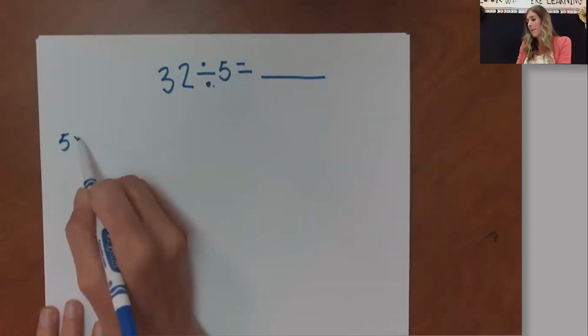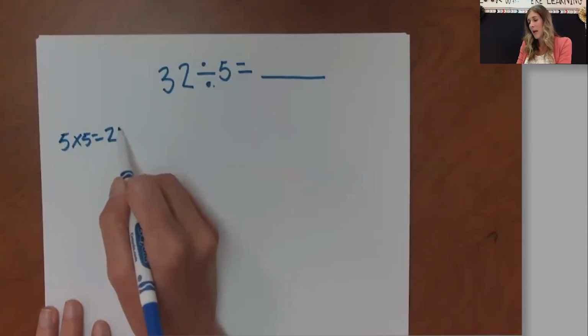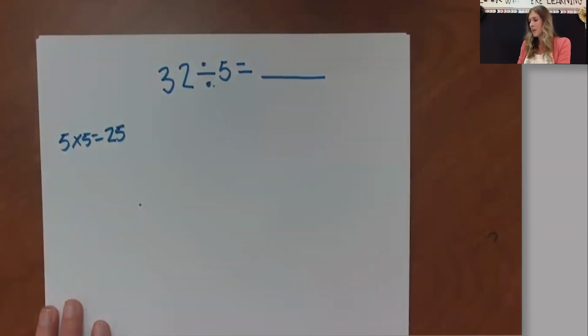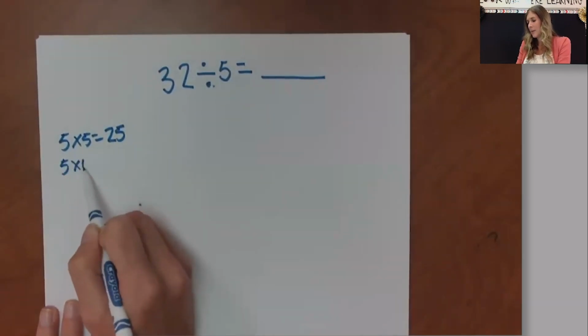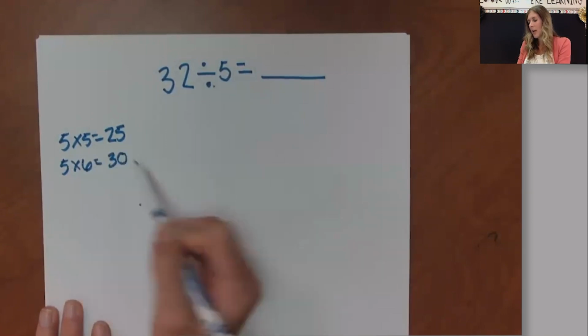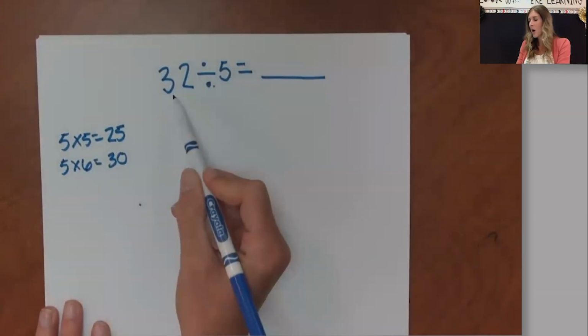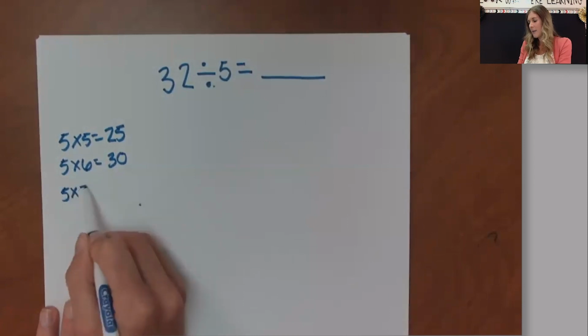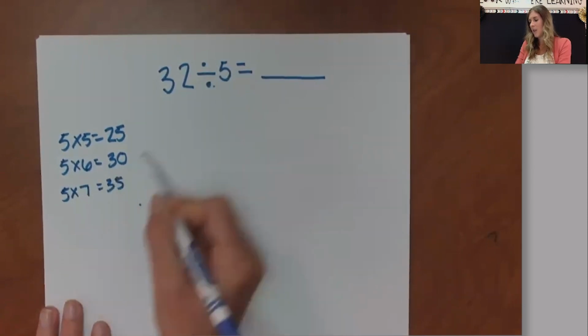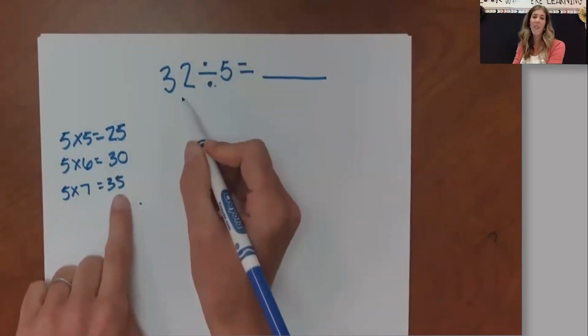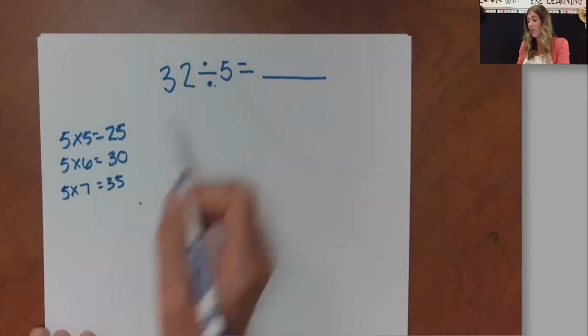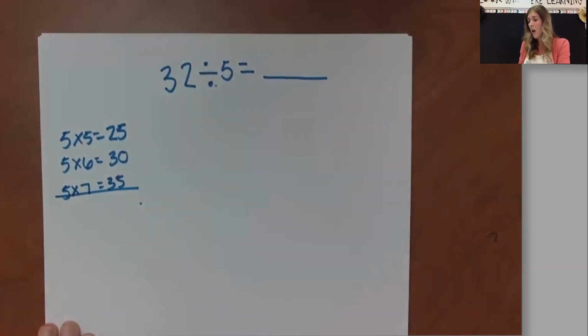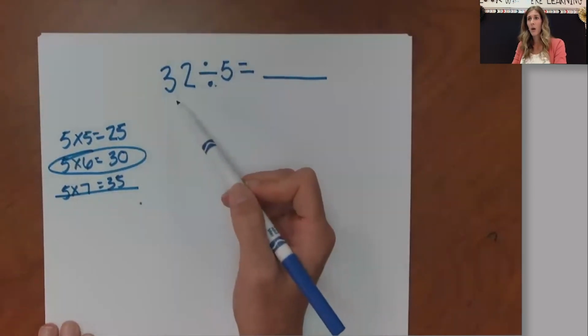I know that 5 times 5 is 25 because I'm pretty good at my 5s. 5 times 6 is 30. Still not quite there. 5 times 7 is 35. Too much. I didn't have 35 ounces of soup. I only had 32, so that won't work. Ooh, but this one will work. 30 is really close without going over.